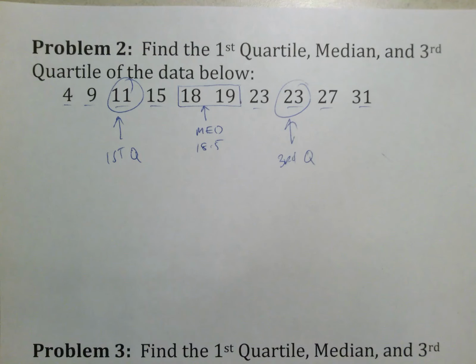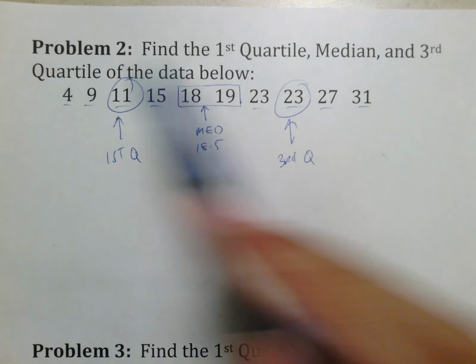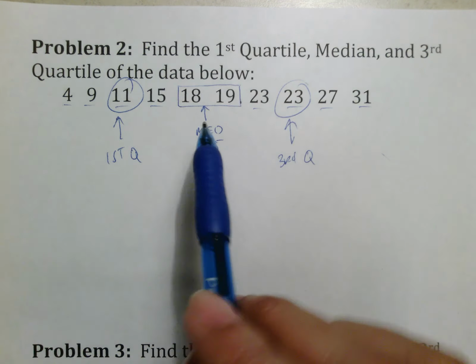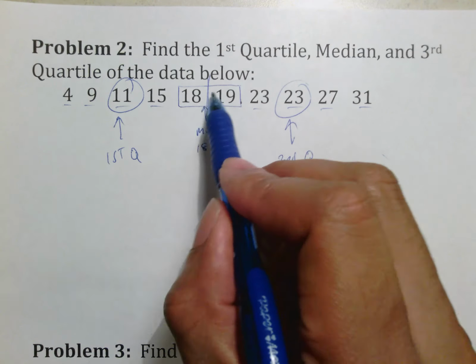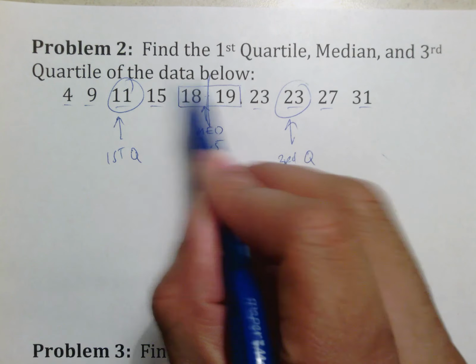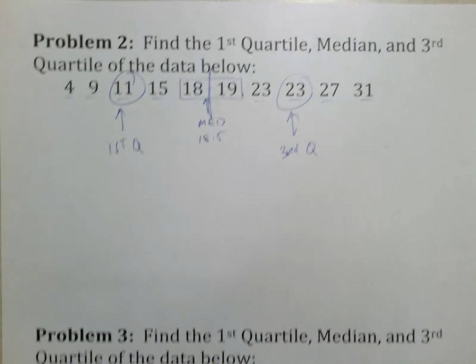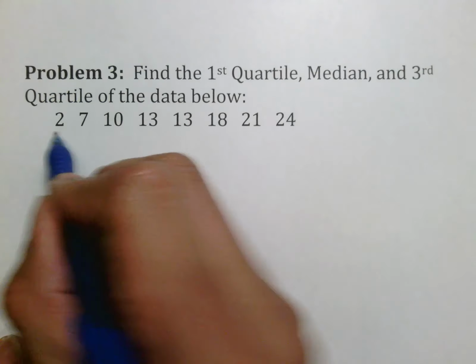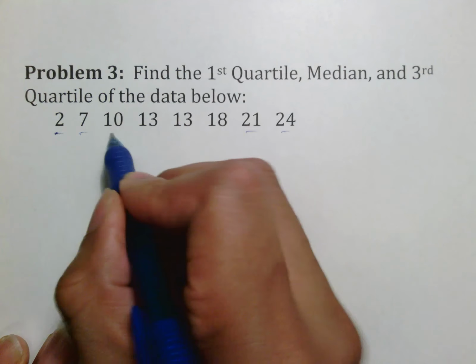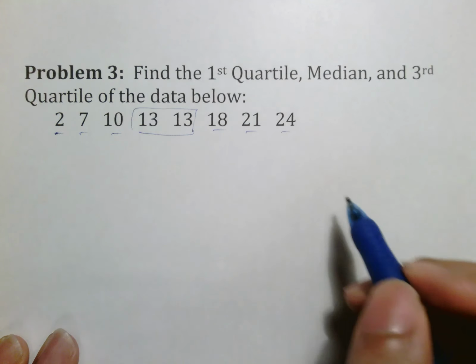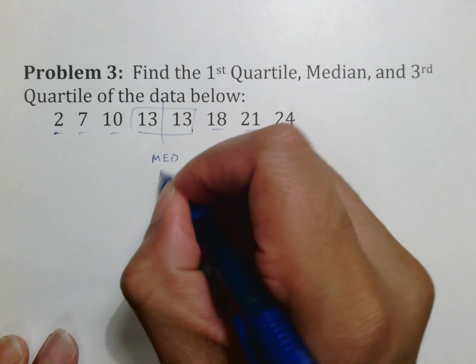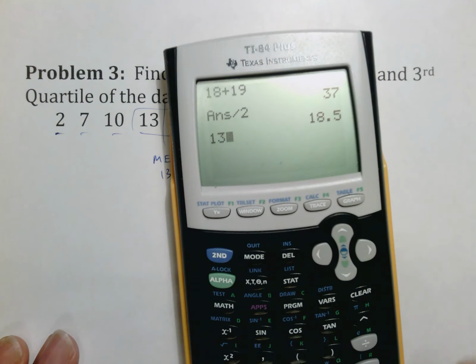is my third quartile. Again, your minimum number would be 4. Your maximum number would be 31. That's how easy it is. You just have to be careful, again, that when your median is in the middle, that you stop here and you count all these numbers and all these numbers in your split. All right? Problem 3, again, first quartile, median, third, 2 goes with 24, 7 goes with 21, 10 goes with 18. Again, we've got two numbers here in the middle, and of course, 13 and 13 should meet at 13. It only makes sense that the middle of 13 and 13 would be 13.